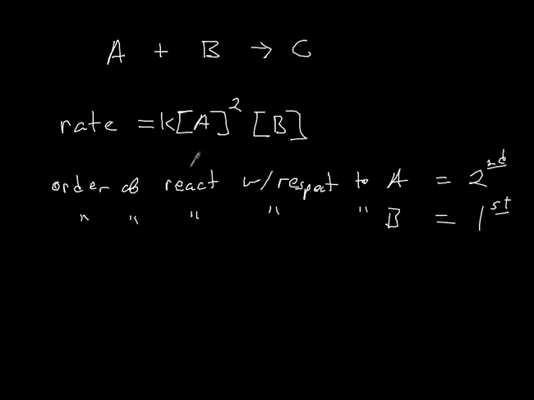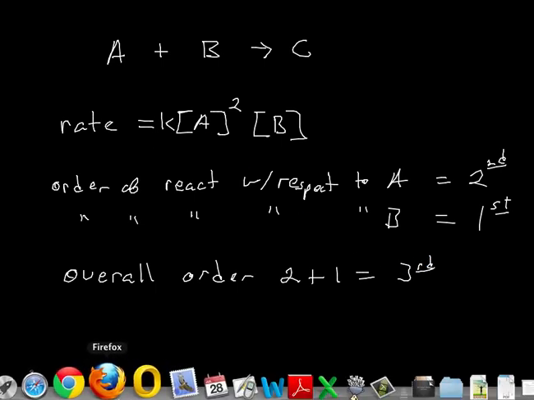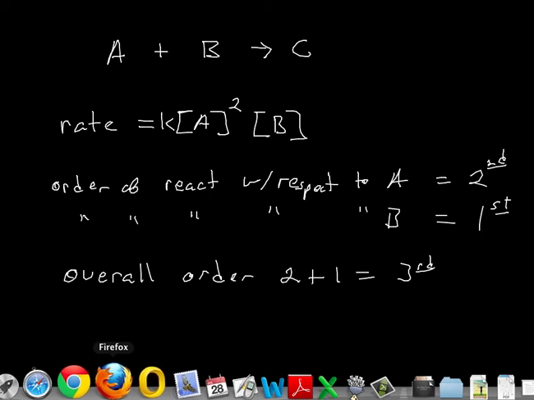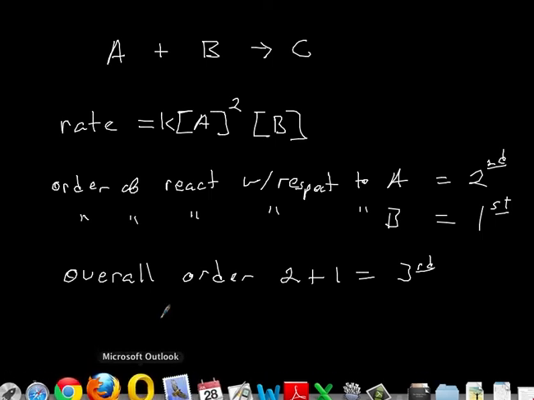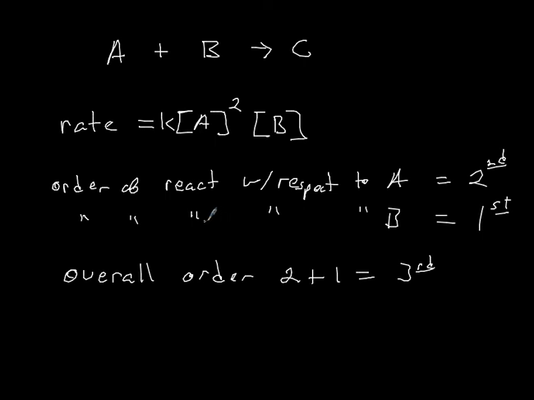Okay. Now, the other thing is, what is the overall order of this reaction? Well, the overall order is equal to 2 plus 1, or 3. It's a third order reaction. It's second order with respect to A, it's first order with respect to B, and it's third order overall. And that is what this kind of reaction is. It's a third order reaction. Okay, and so this is your basic information, your foundation on rate expressions or rate laws.